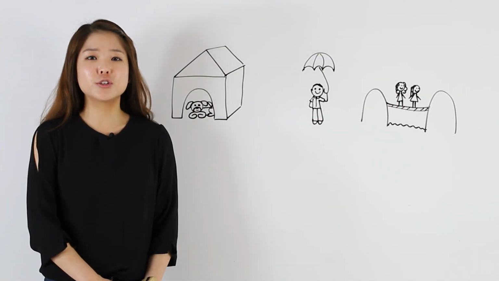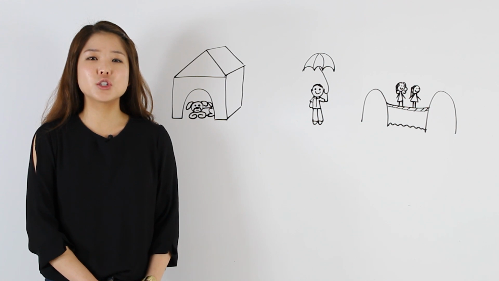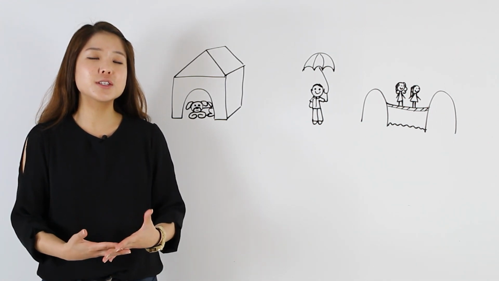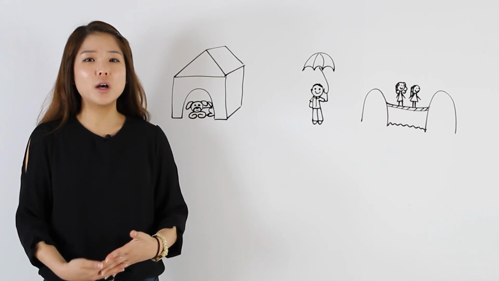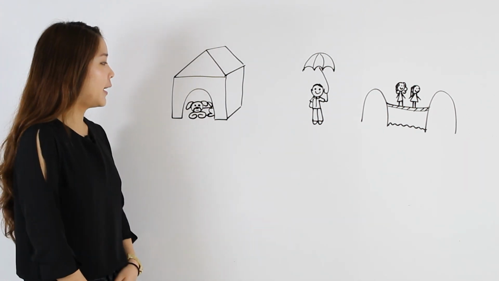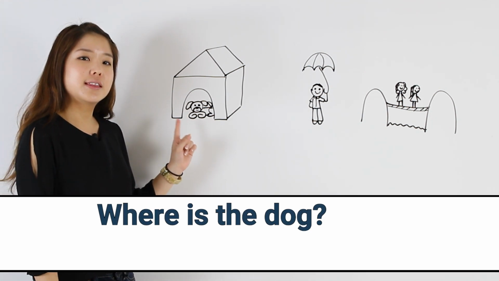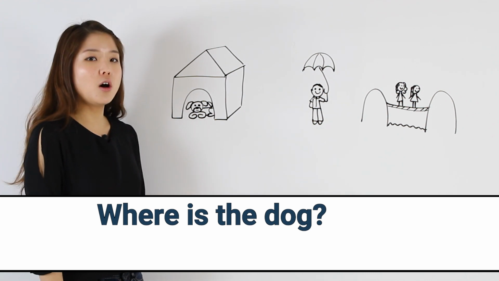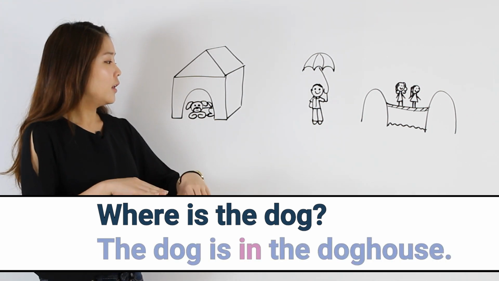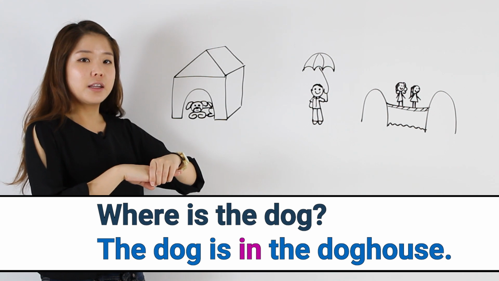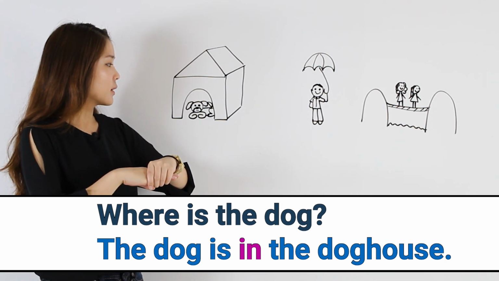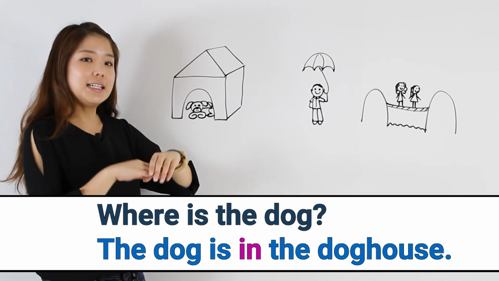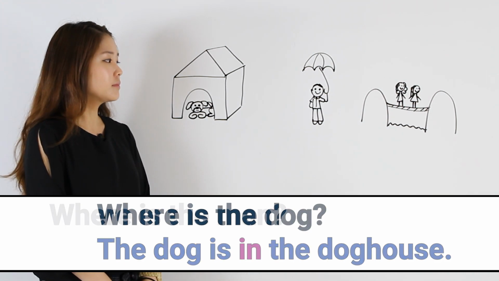Let's look at some pictures to help us understand the prepositions in, on, and under. I'm going to ask you some questions. I want you to think about which one you should use. Okay, where is the dog? Where is the dog? The dog is in the doghouse. You should use the preposition in. The dog is in the doghouse.